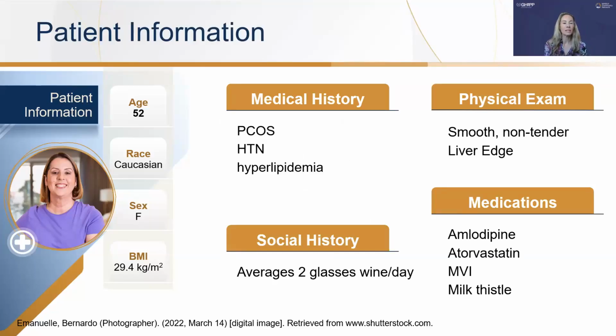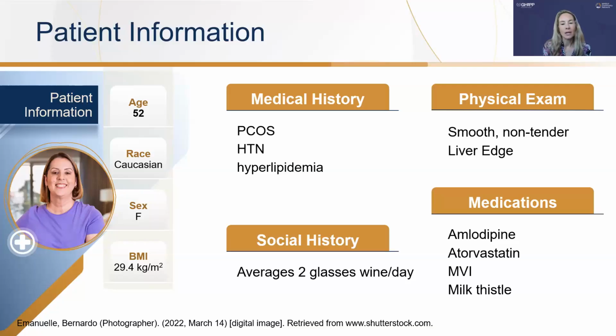In terms of her past medical history, she has polycystic ovarian syndrome. We know PCOS is associated with insulin resistance, hypertension, as well as hyperlipidemia. She reports drinking on average 2 glasses of wine per day.